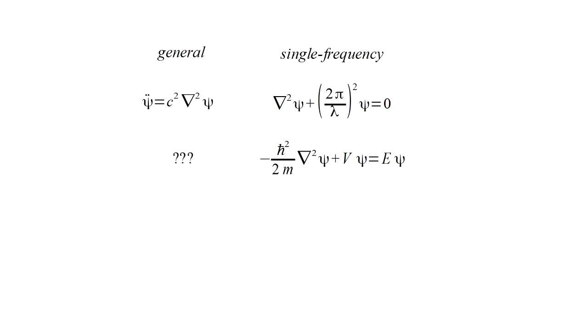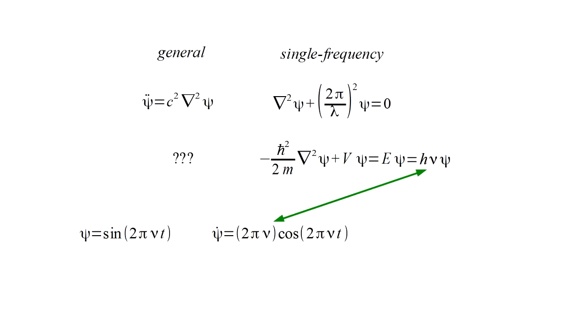We want to find the general form of the equation. To start, for a frequency nu, Planck's relation gives the energy as h nu. So let's write E psi equals h nu psi. Now we've seen that if the field varies as sine 2 pi nu t, the slope in time is 2 pi nu times cosine 2 pi nu t. That factor of nu means that if we multiply by h bar, the 2 pi cancels and leaves us with h nu. So h bar times psi dot equals E times the cosine.